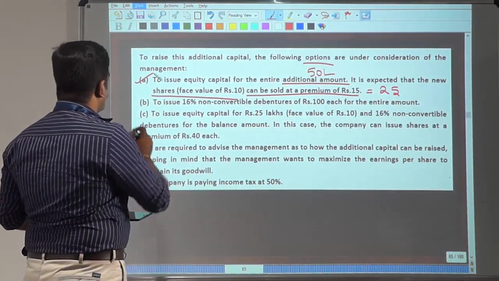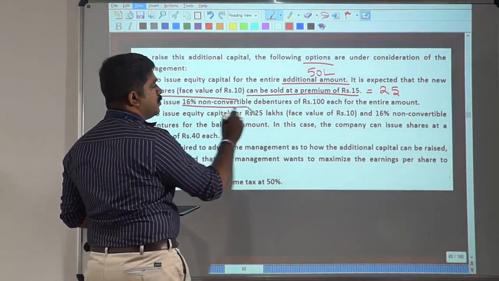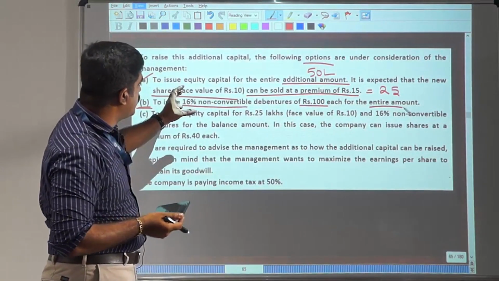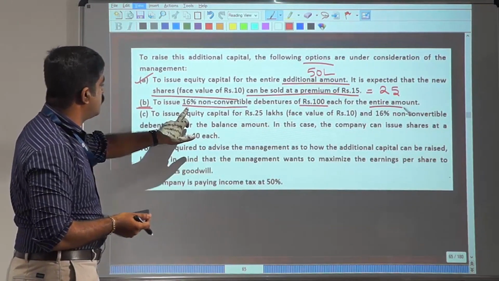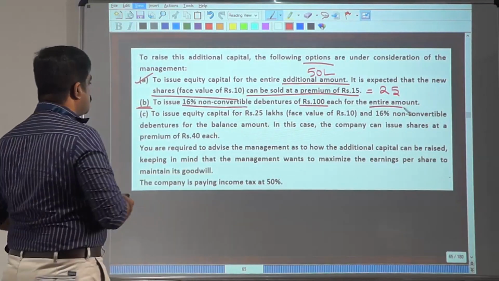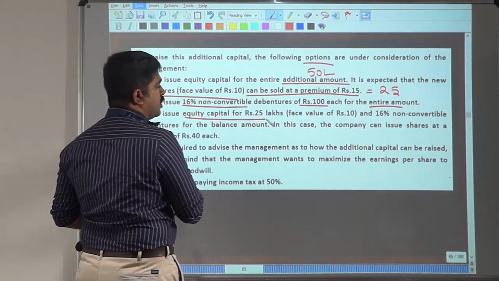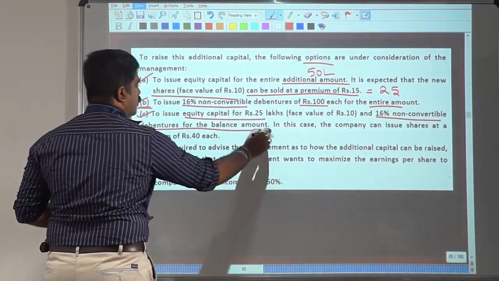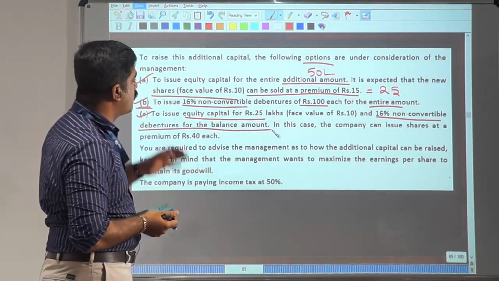Then we'll discuss option 2. They are going to issue 16% non-convertible debentures of rupees 100 for the entire amount. So that entire 50 lakh is going to be raised in the form of a non-convertible debenture. When they raise non-convertible debenture, they have to pay interest. So please don't forget it. Okay. And the third option is they are going to go for hybrid. They will issue equity share capital of 25 lakh and 16% non-convertible debenture for the balance amount. So 25 lakhs and the balance amount 25 lakh, they are going for debenture.